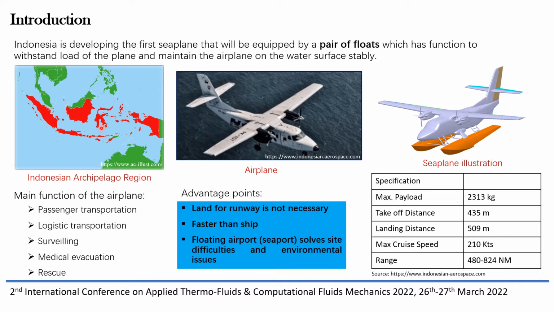So to fulfill the needs of the flexible transportation mode in Indonesia, seaplane can fill the gap, and that's why Indonesia developed the first seaplane that is equipped by a pair of floats which have the function to withstand the load of the plane and maintain the airplane on the water surface stably. And the advantage of the seaplane is that land for a runway is not necessary, it is faster than ship, and a floating airport or seaport solves site difficulties and also environmental issues.